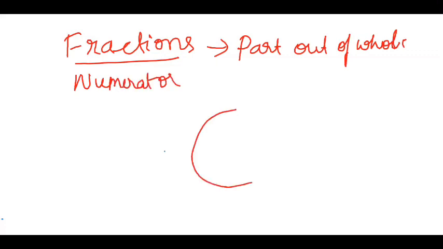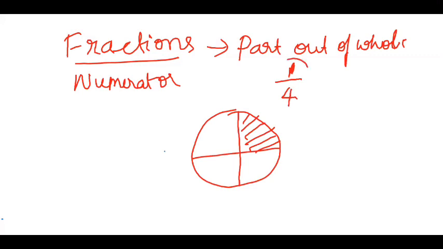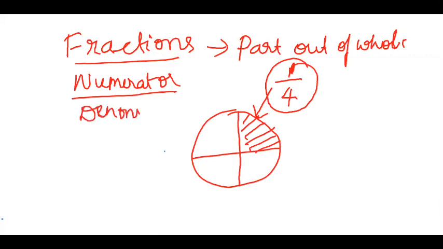For example, if this is a circle and it has 4 parts and one is shaded, it actually tells you which is shaded or which is the part. So it is one part out of whole. What is the whole here? Is it not the 4 parts? So it is 4 parts. So this is represented by 1 over 4, numerator over denominator. The denominator defines the whole and the numerator defines the part. What the question asks is something like the shaded part, right?